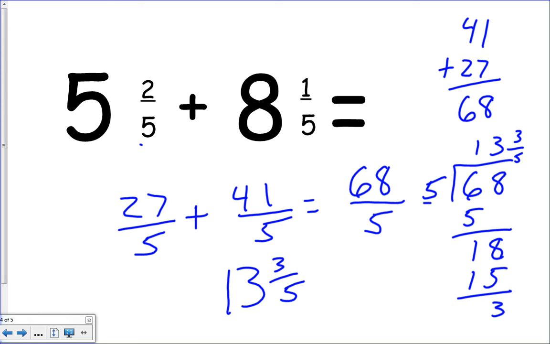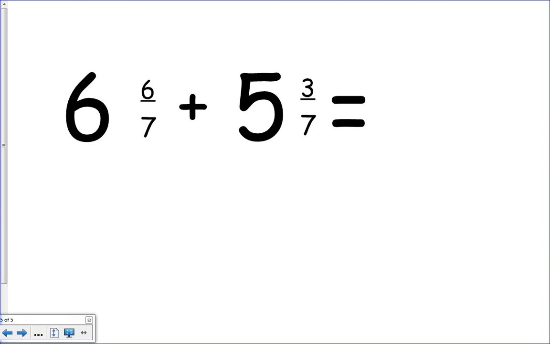If you missed it, please take the time to go back and solve it again and check for where you made your mistake. All right. Last but not least, we're looking at 6 6/7 plus 5 3/7. Pause the video here. Please solve it on your own.